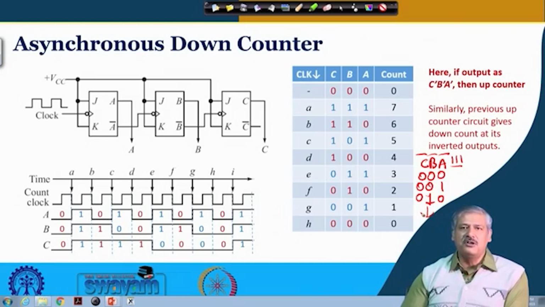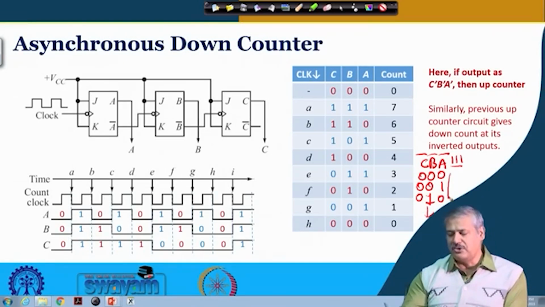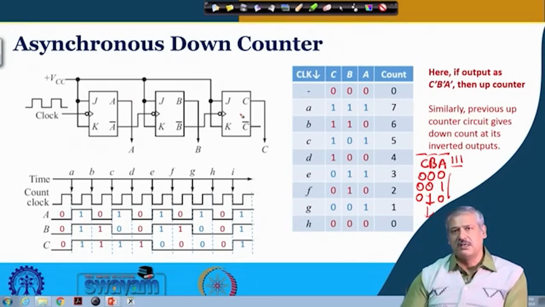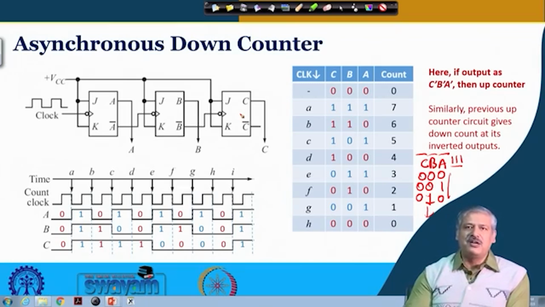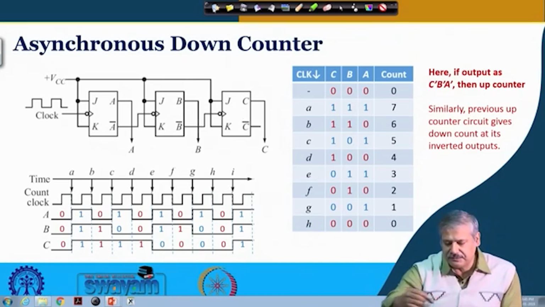So what is it? It is an up counter only, up counting. So the inverted, complemented outputs, if available, will give you the up count, while the standard uncomplemented outputs are giving you the down counter, with A bar and B bar fed as clock to the subsequent flip flops. Similarly, in the previous arrangement, the up counter we had seen, with the option of taking the output from C bar, B bar, A bar, the output there would have shown down count. Okay, so this we again take a note.